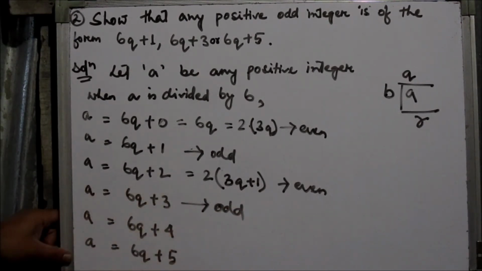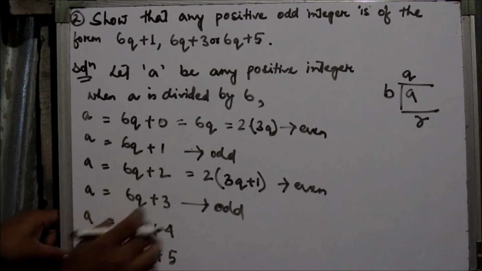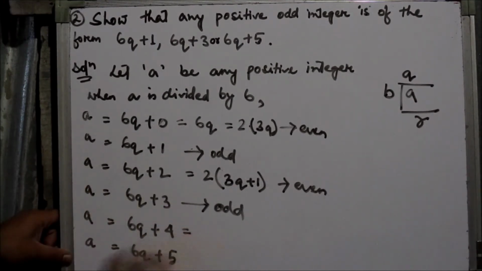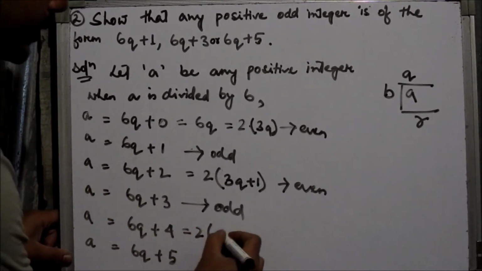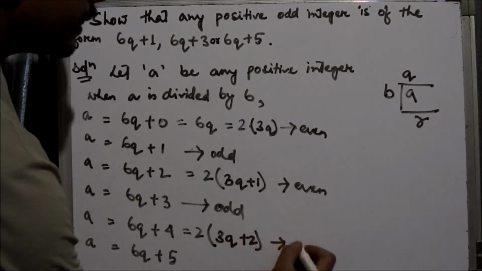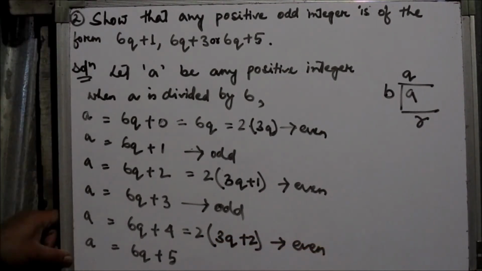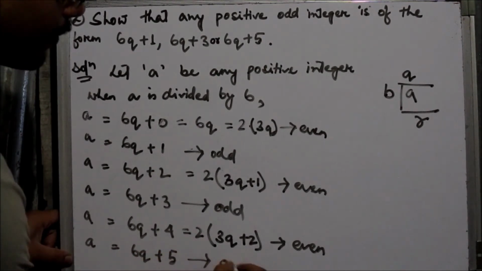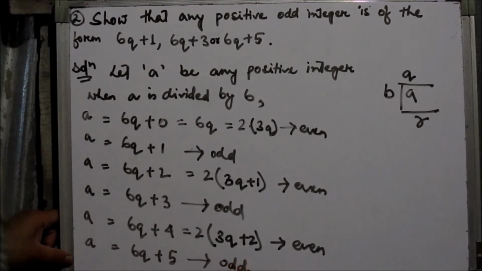In the next case, a equal to 6q plus 4. Here we can take 2 as a common factor. It becomes 2 into 3q plus 2. So it is even. And in the next case too, we see that 2 cannot be taken as a common factor. So 6q plus 5 will also be odd.